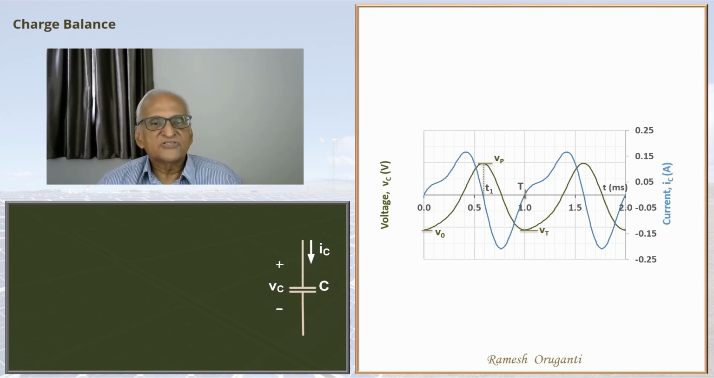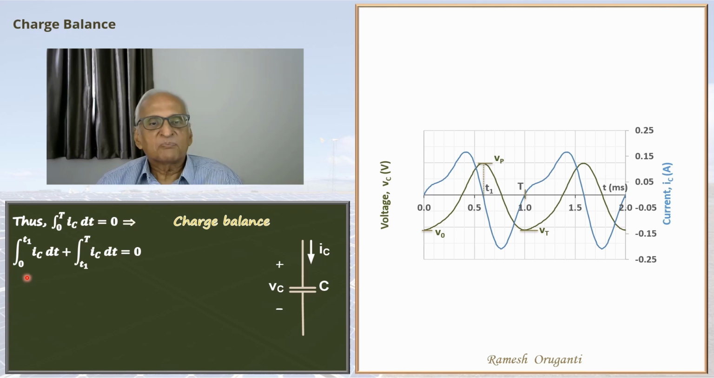Next, we will understand this charge balance a little bit deeper. This gives the charge balance equation. Integral 0 to capital T IC dt equals 0. You are integrating over a whole period from t equal to 0 to t equal to capital T. Let us split the time interval into two intervals, between 0 and t1 and between t1 and T. So in which case you can write the integral as integral 0 to t1 IC dt plus integral t1 to capital T IC dt equal to 0.